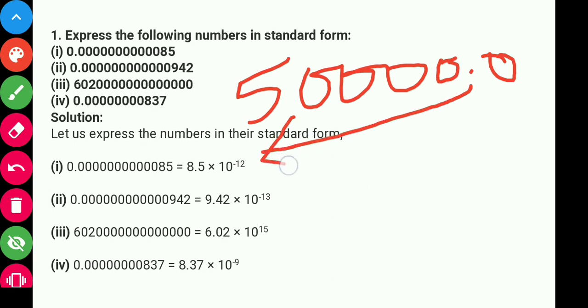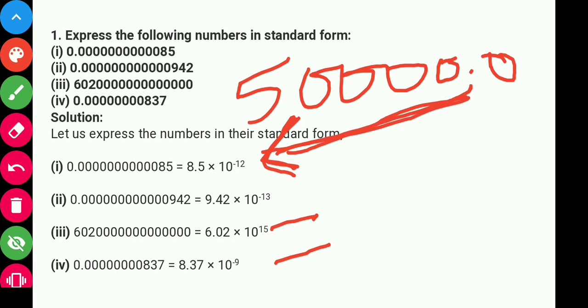Okay, in the case of a larger number, you have to move the decimal to the left side. And in the case of a smaller number, you have to move it to the right side. So here, move the decimal, and note how many places it is moved. To write in standard form, you have to write k into something.